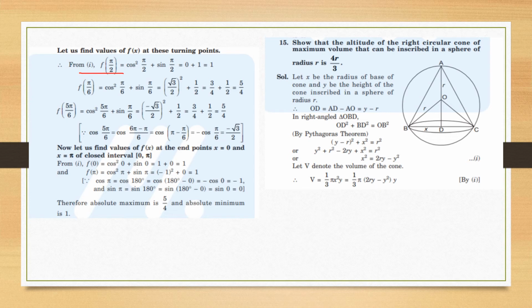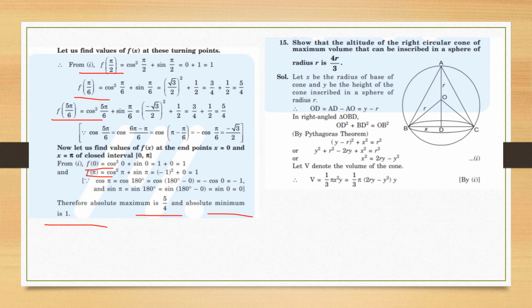Now I will check f of pi by 2, f of pi by 6, f of 5 pi by 6, f of 0, f of pi, all. And from here I'll get that the absolute maximum is 5 by 4 and the minimum is 1.